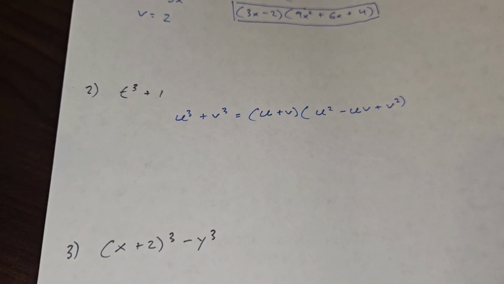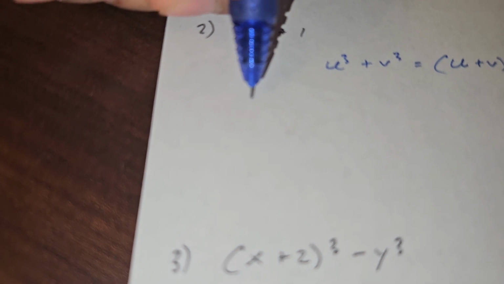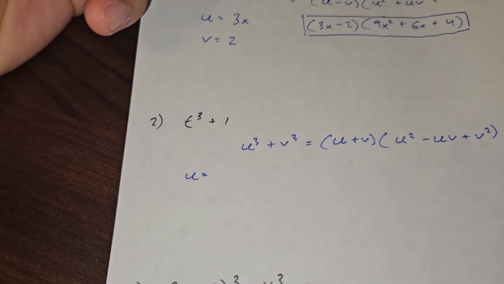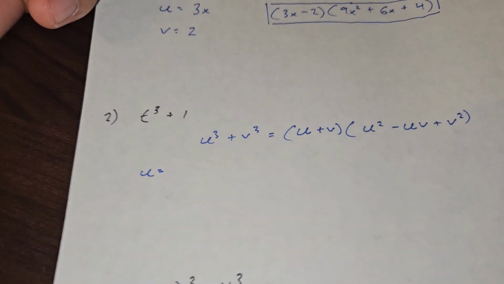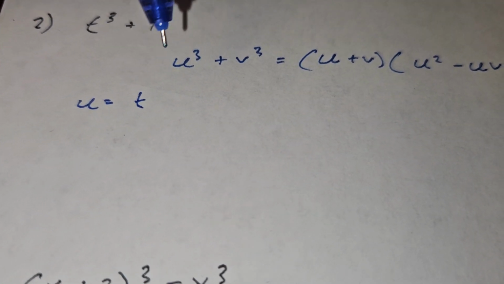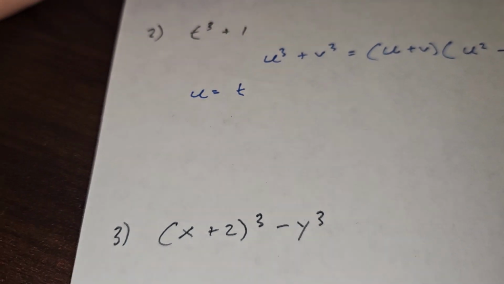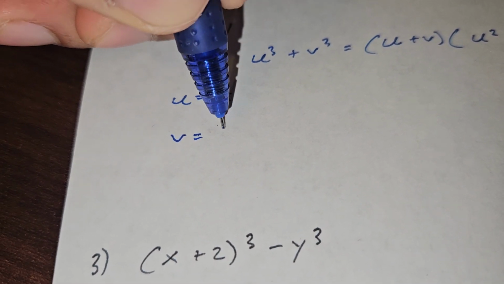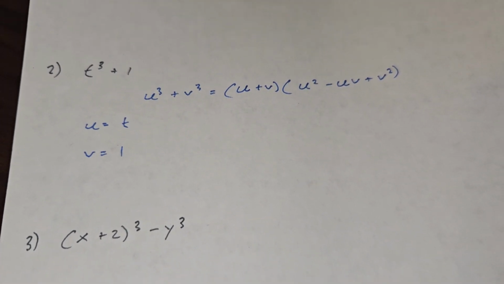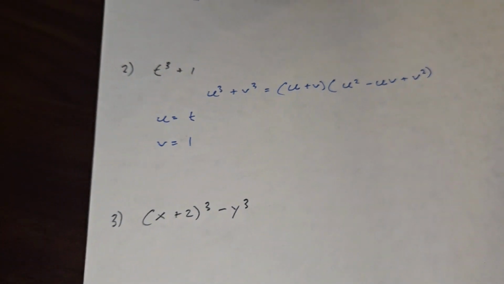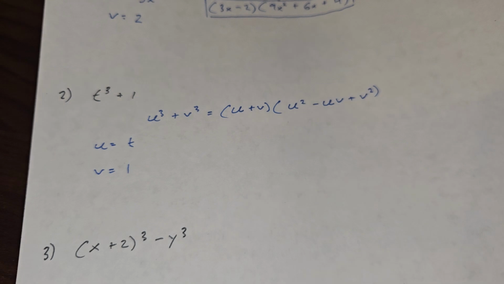So let's go ahead and define our u and v terms. What does u equal? The cube root of t raised to the third power is just t, right? Because t times t times t is going to give us t raised to the third power. So let's go ahead and find out our v. v is just 1, right? Any root of 1 is 1. So 1 times 1 times 1 is going to give us 1, see?